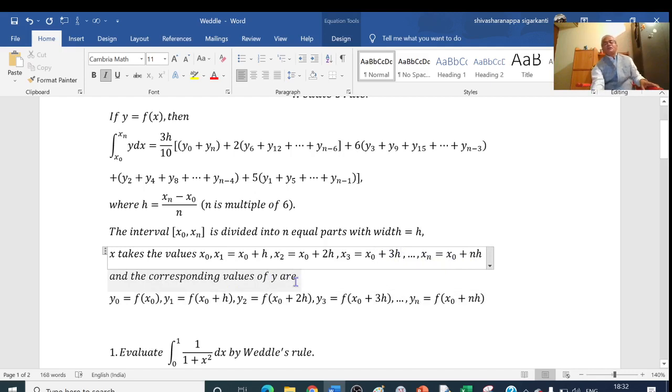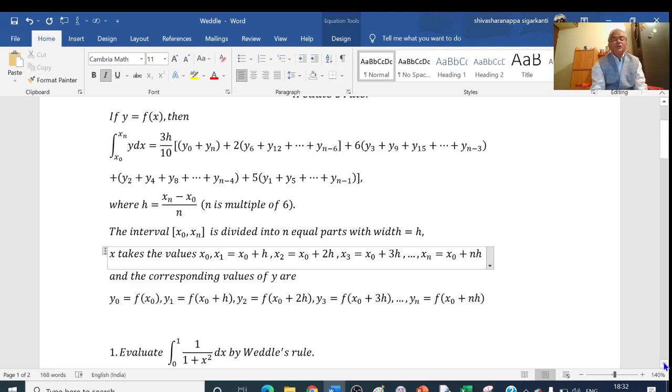And the corresponding values of y are y0. y0 means f of x0. y1 is f of x1, that is f of x0 plus h. y2 is f of x2, that is f of x0 plus 2h. y3 is f of x3, that is f of x0 plus 3h. yn is f of xn, which is equal to f of x0 plus n into h.